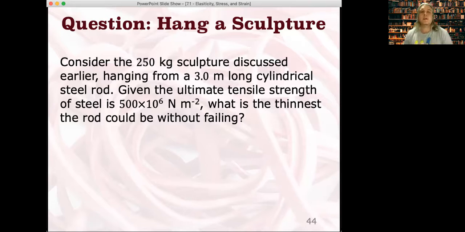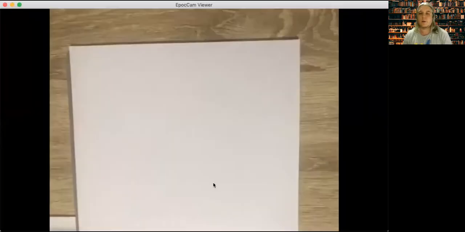So this question is looking at the same problem from the other side, and it says, if we're hanging that same sculpture from a 3-meter long cylindrical steel rod, what is the thinnest the rod could be without failing? We've been given the tensile strength in the question here, so we don't have to refer back to our table of data. That is 500 times 10 to the power of 6 newtons per square meter. So we have to figure out the thinnest possible rod that is 3 meters long that will not fail. I will jump to my document camera and we'll have a go at this one.